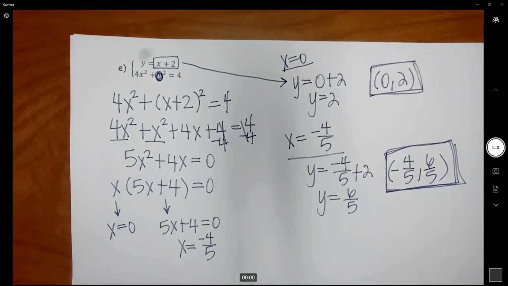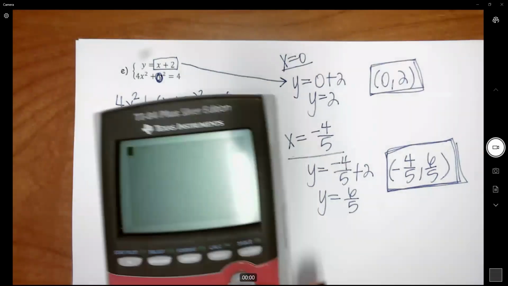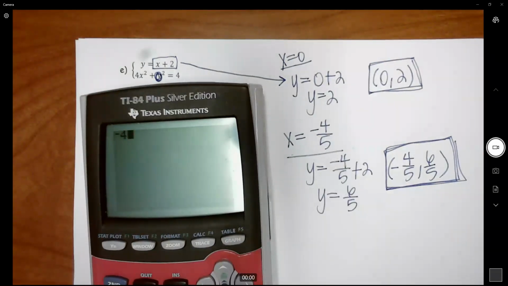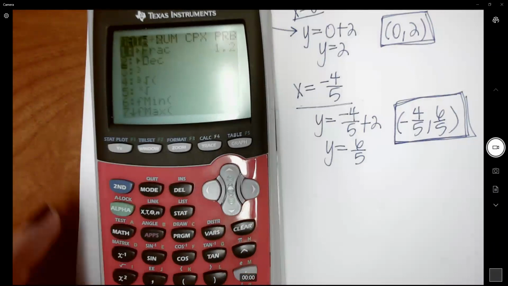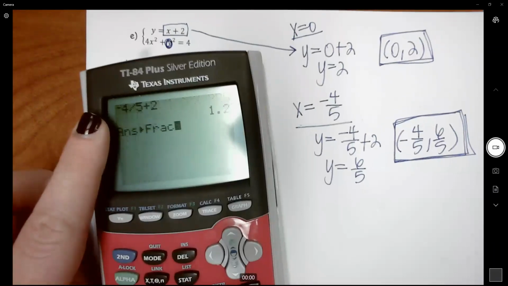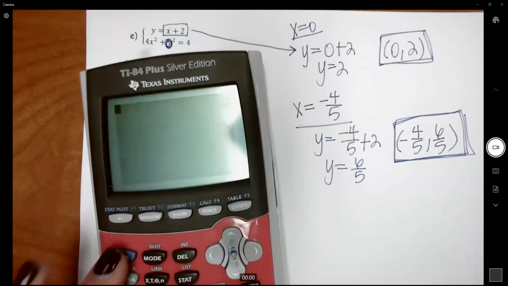Now, just to make sure we are all good on this, we know how to put that in our calculator. -4/5 is just division. That is -4 divided by 5. So -4 divided by 5 plus 2. Go math right here. Math. Convert it to a fraction, and that's your 6/5.